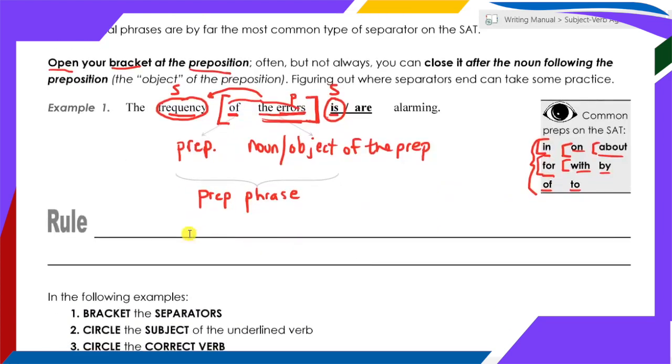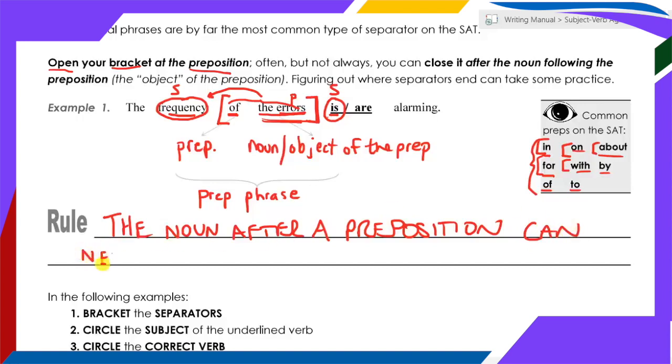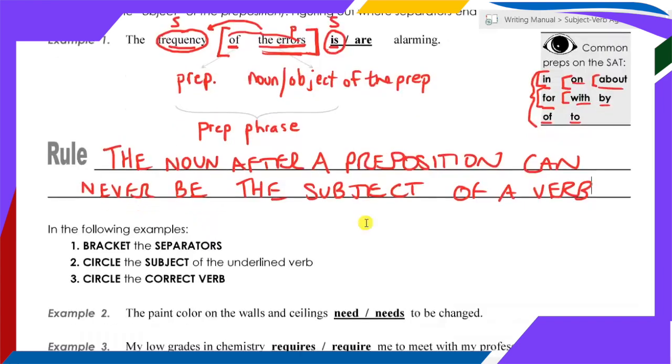Before we move on to the examples, you should jot down this rule. The noun after a preposition can never be the subject of a verb. The noun after a preposition can never be the subject of a verb. Remember that the noun after the preposition is the object of the preposition. It is not the subject of a verb.